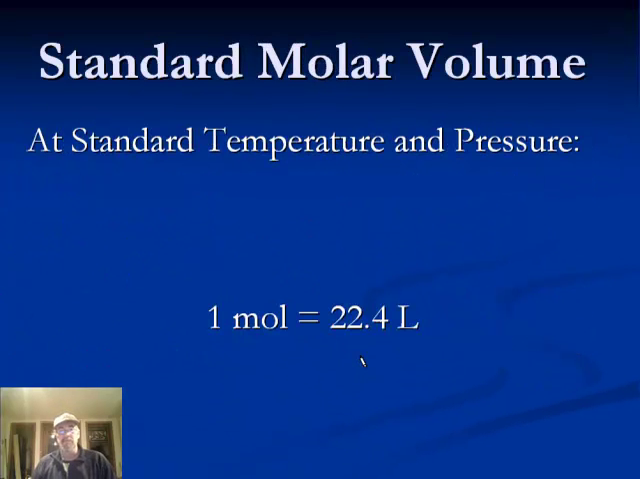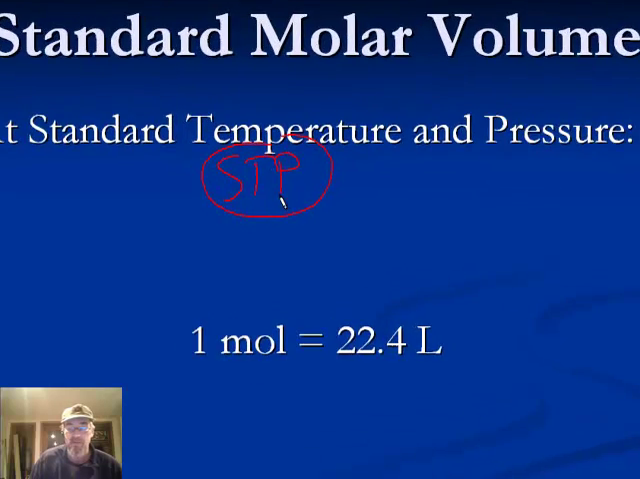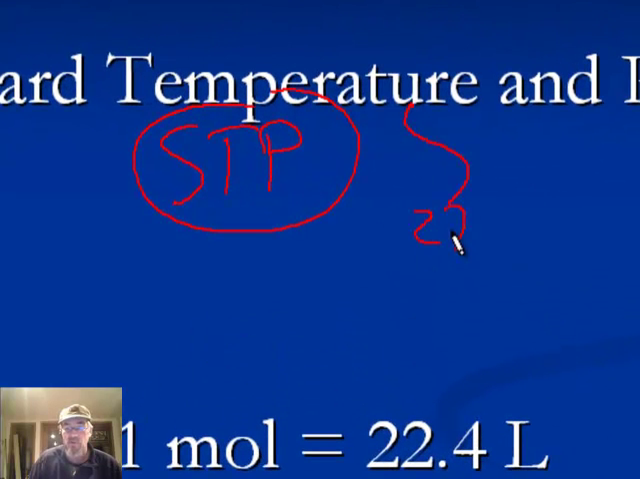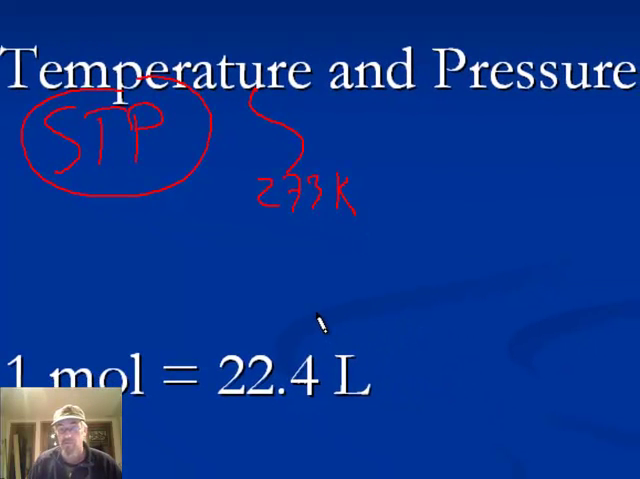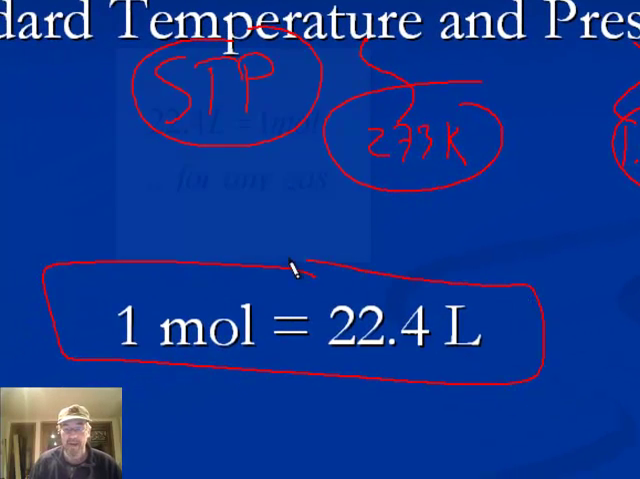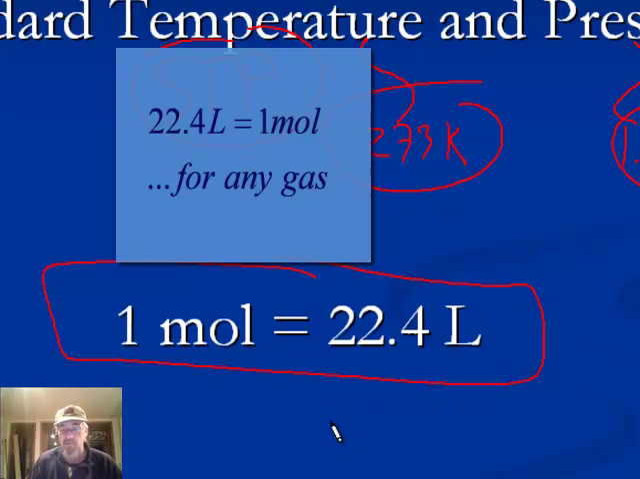Related to Avogadro's principle is this idea of what's called molar volume. In other words, what volume does a mole take up? And to think about this in a standard way, we have something called standard temperature and pressure, abbreviated STP. And the standard temperature is 273 kelvins, which is 0 Celsius. And the standard pressure is 1 atmosphere. When those conditions are met, this is true for any gas. 1 mole takes up 22.4 liters of space.